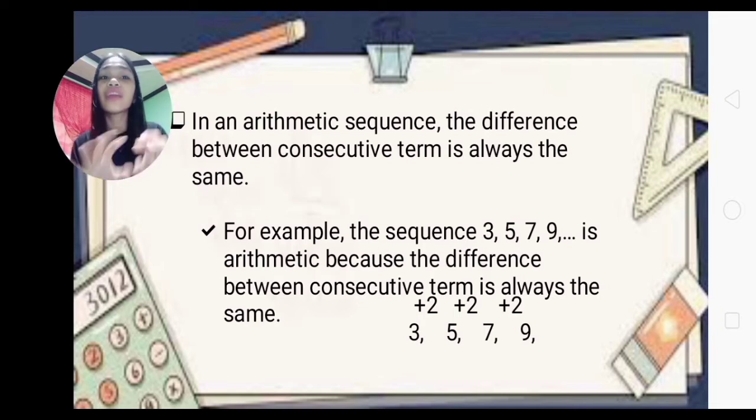To get another term, we should add 2. For example, we have 3, 5, 7, 9. Their common difference is positive 2, always the same. That's arithmetic sequence. 3 plus 2 equals 5, 5 plus 2 equals 7, and 7 plus 2 equals 9. Then 9 plus 2 equals 11.